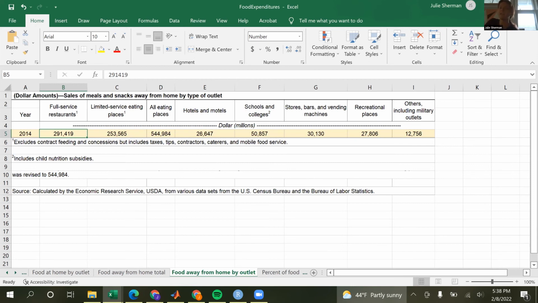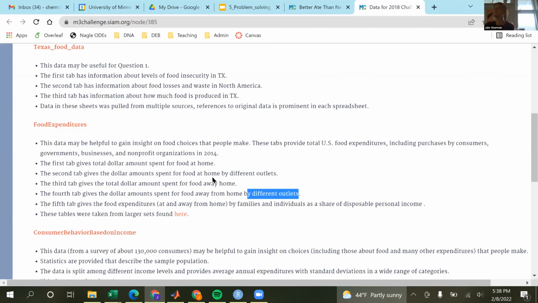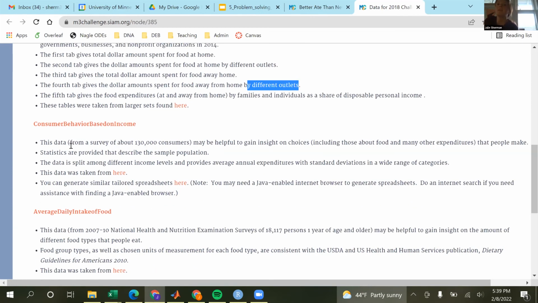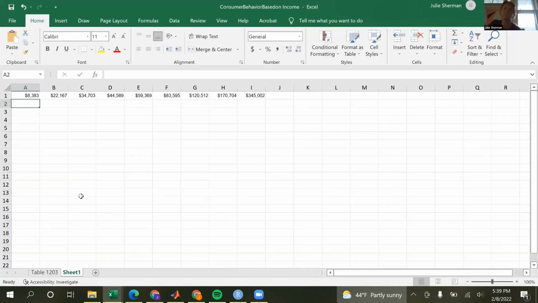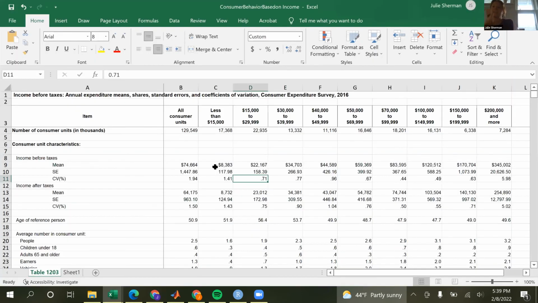Okay, we're given even more data, so that was helpful if we want to think about the differences between eating at home and eating away from home. What is going to be really helpful is, again, to gain insights on choices that people make. So now we have data split among income levels, and we have average annual expenditures. So we can look at that in our consumer behavior based on income. Okay, so I think that this sheet in particular is going to be very, very helpful.